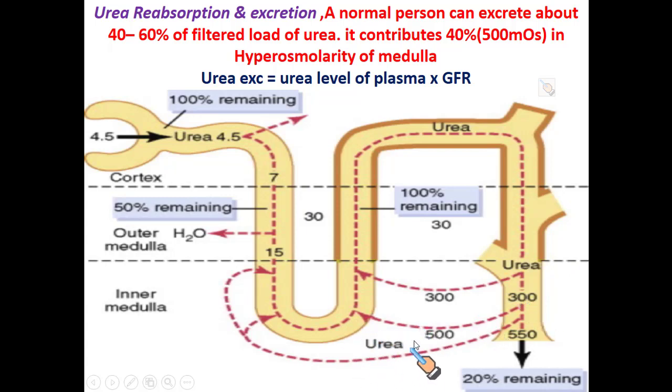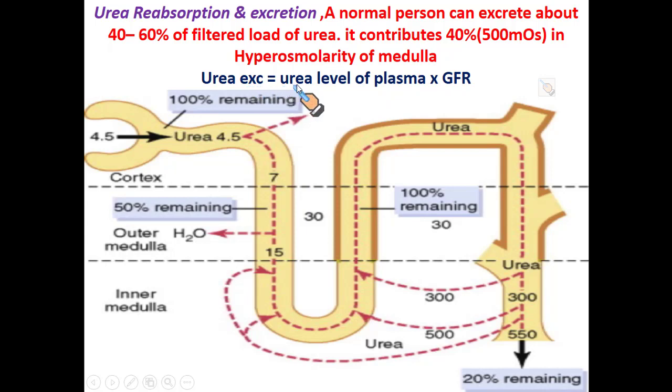Now I'm going to read all these things. A normal person can excrete about 40 to 60% of the filtered load of urea. It contributes 40%, or 500 milliosmol, of the hyperosmolarity of the medulla. Urea excretion is equal to the urea level of the plasma multiplied by the GFR. Now, this equation is very important. It's coming from the guide.